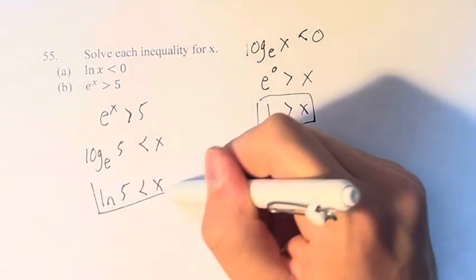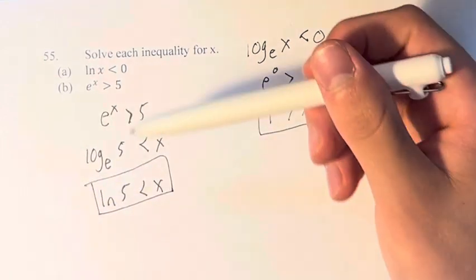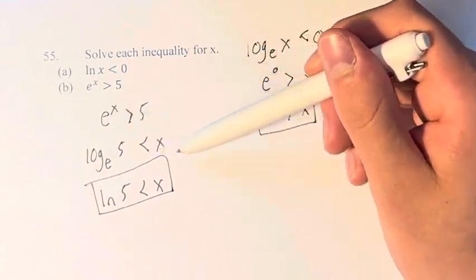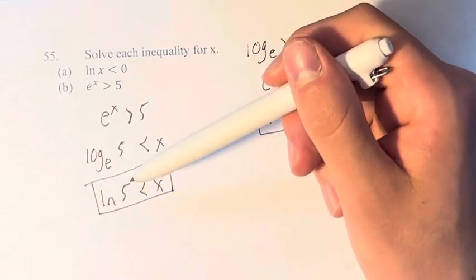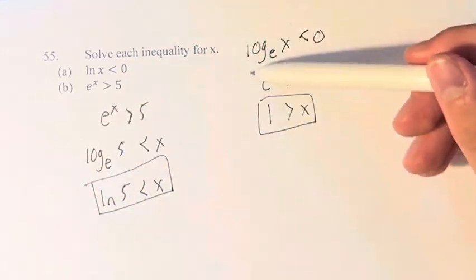So these aren't that much more complicated than solving an equation. You just have to remember, keep the x on the same side of the inequality no matter where you move things around in converting from exponentials to logarithms and vice versa.